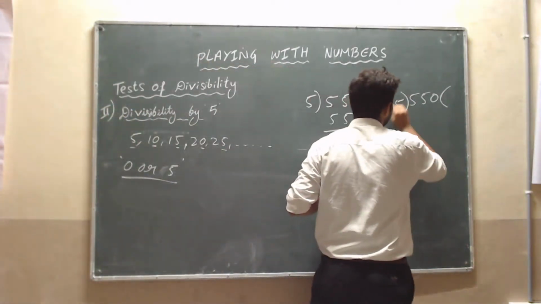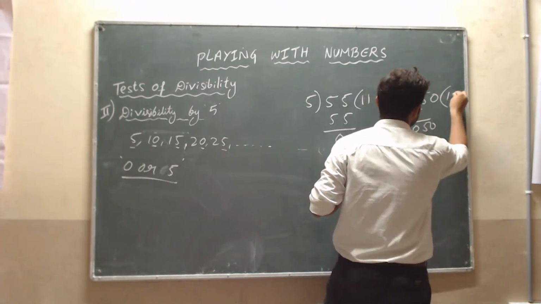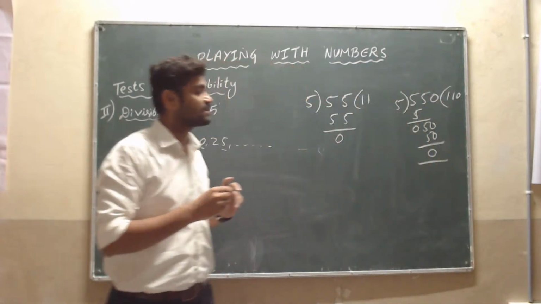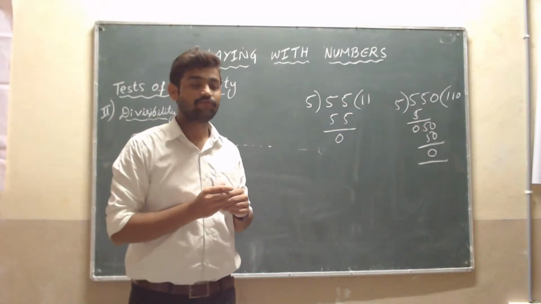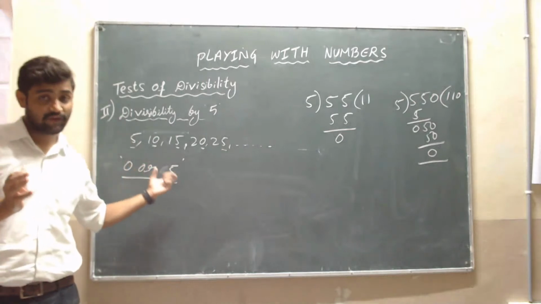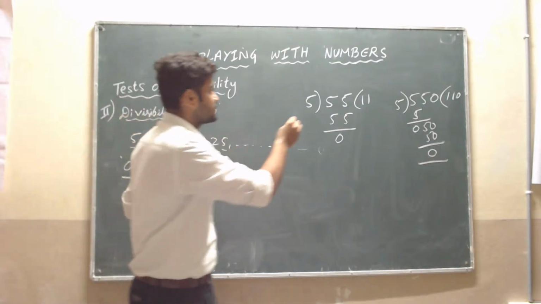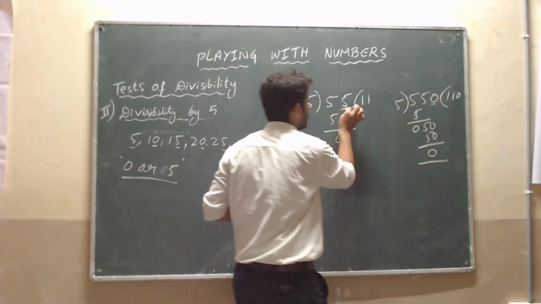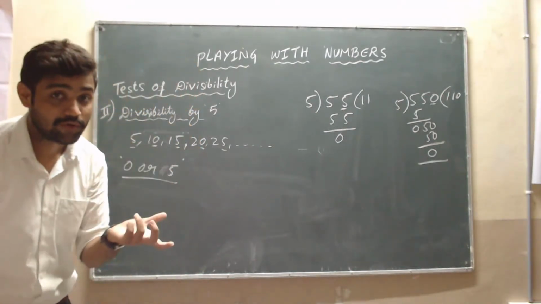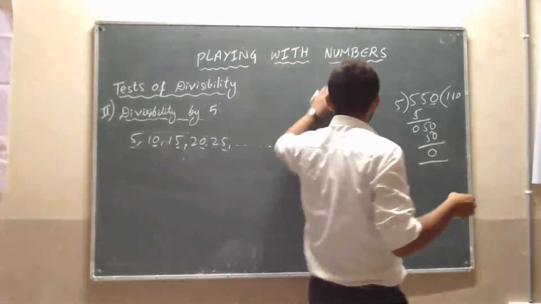Okay. Then 5 times 1 is 5, 5 times 10 is 50, remainder is 0. We can say that the number which has 0 or 5 at one's place is easily divisible by 5. Okay, now I will explain by a rule, how it is possible.